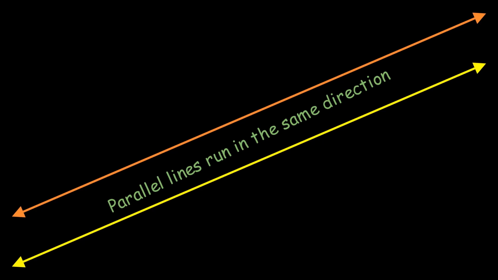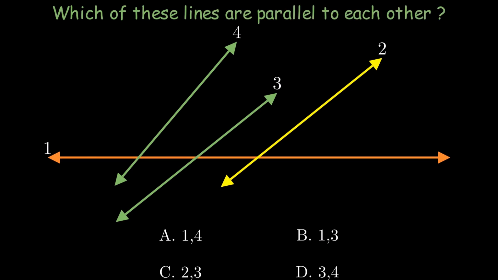So great, now that you understand parallel lines, here's a question for you. Which of these lines are parallel to each other? Option A is incorrect because line 1 and line 4 intersect. And remember, parallel lines don't intersect. Option B is also incorrect because line 1 and line 3 intersect. Option C is correct because line 2 and line 3 run in the same direction. Option D is incorrect because line 4 and line 3 don't run in the same direction. In fact, it looks like they will intersect at some point.